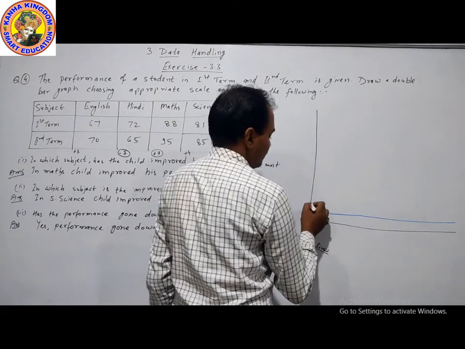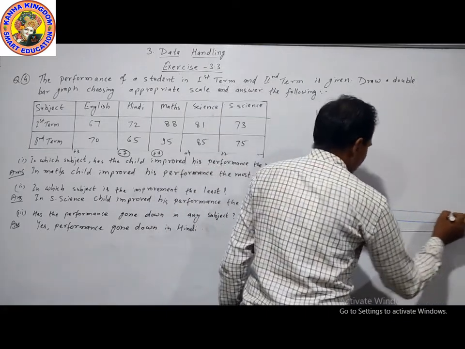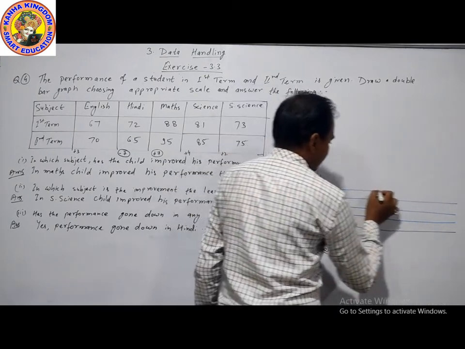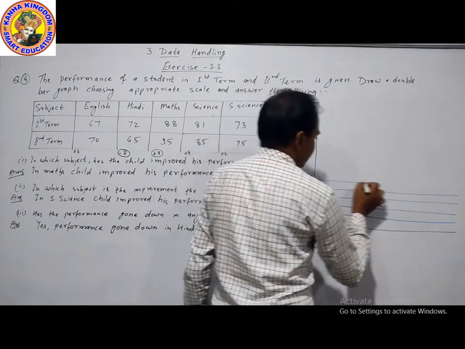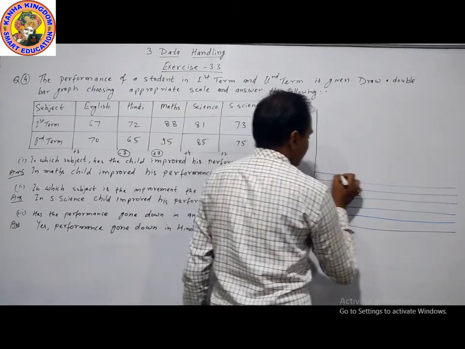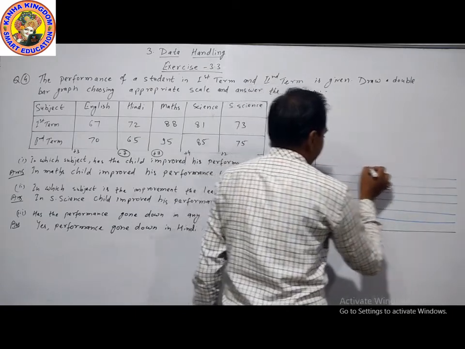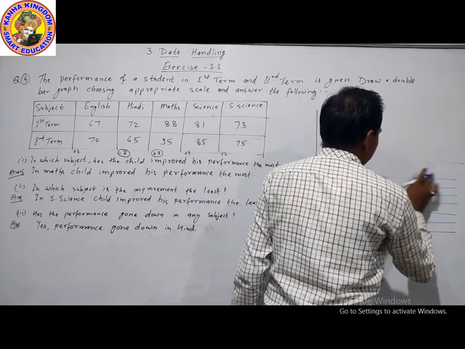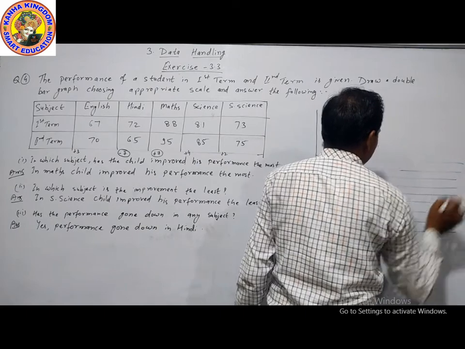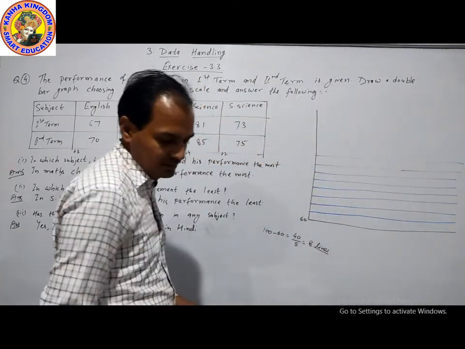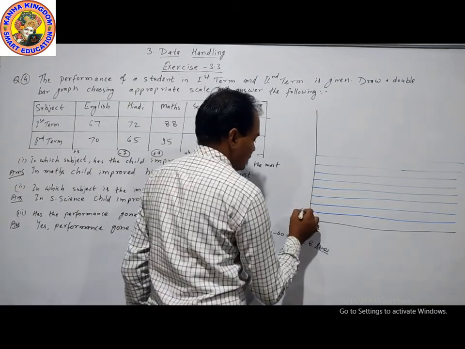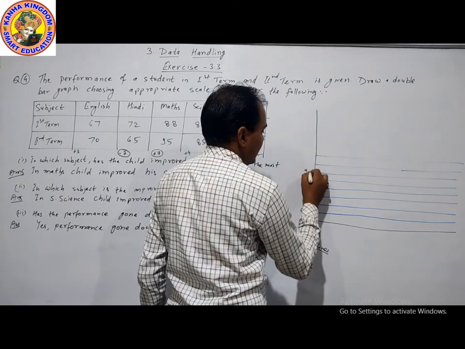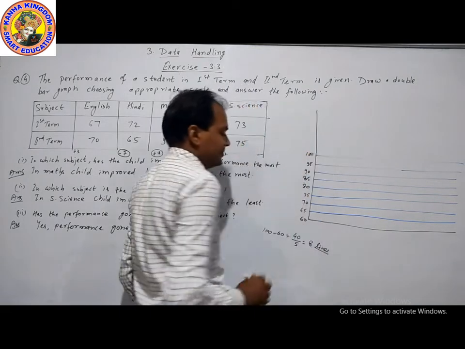This is 65, 70, 75, 80, 85, 90, 95, 100. Sixty-five, 70, 75, 80, 85, 90, 95 and 100.